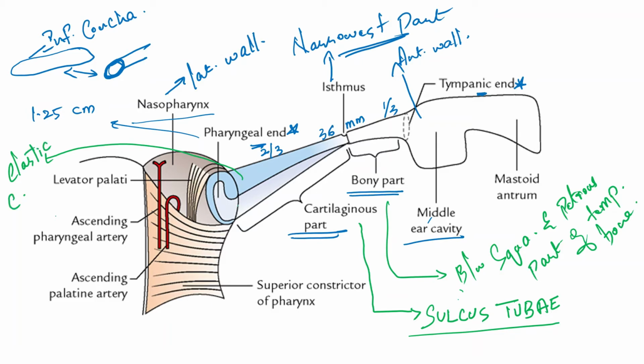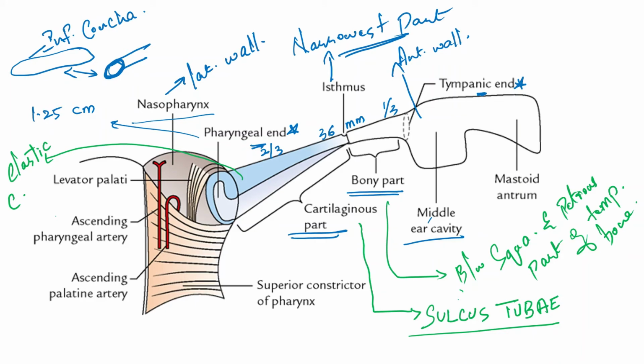When we talk about the cartilaginous part, the roof, the medial wall and the floor are made up of the elastic cartilage, whereas the lateral wall, which is lightly shaded, represents the deficient part of the cartilaginous part of the auditory tube, which is covered by the fibrous membrane. So the lateral part of the auditory tube is covered by the fibrous membrane.